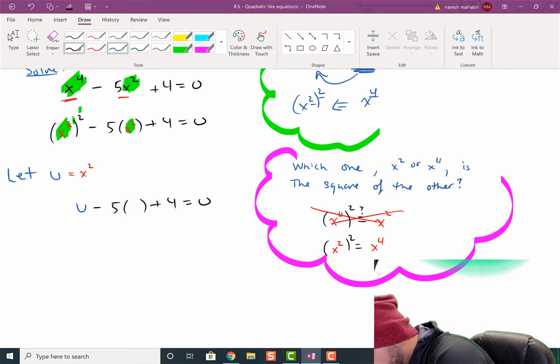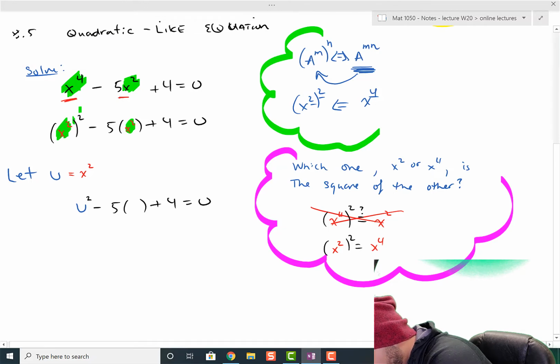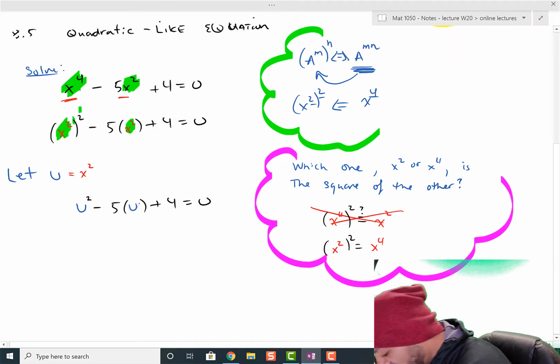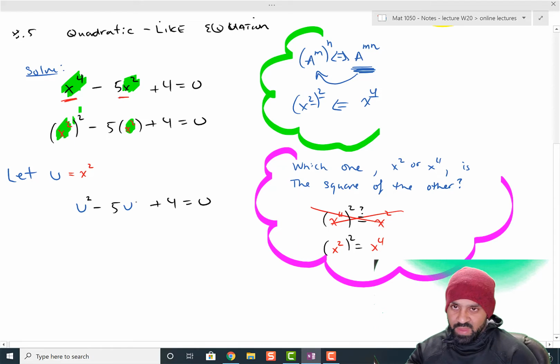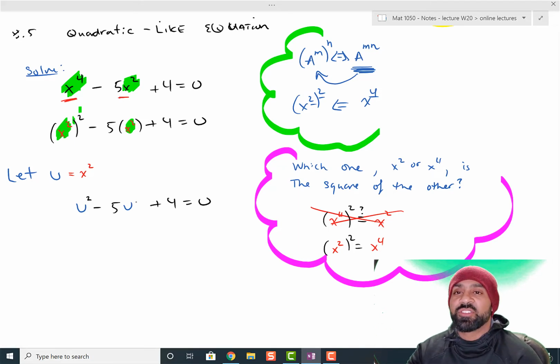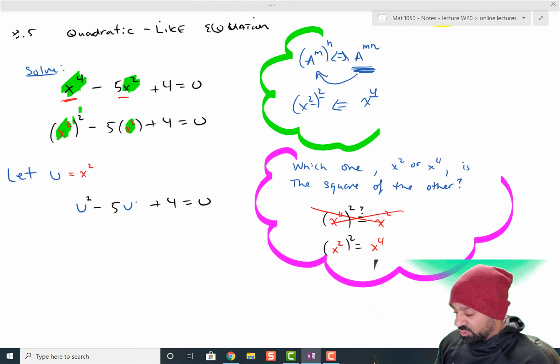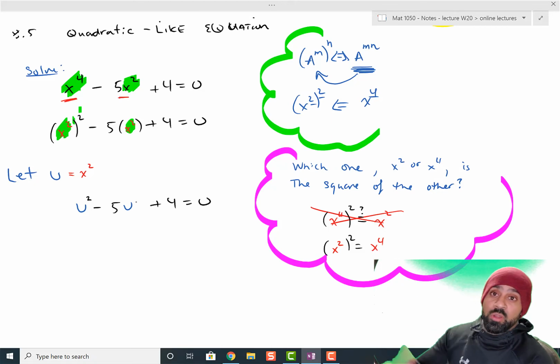So this is like saying u squared times u. And now, this is a guy we've seen before. This guy's someone we've solved before. We can solve this. We can factor it. Okay, so it's in quadratic form. That's the point. It's very special that you could write it as something squared and something else. In this case, it was x squared and x squared.